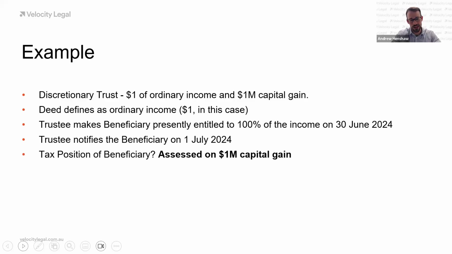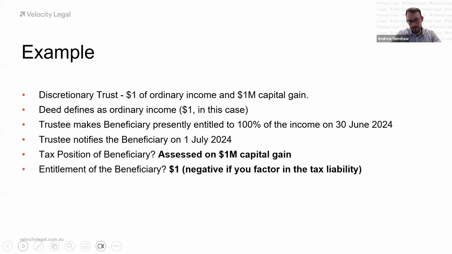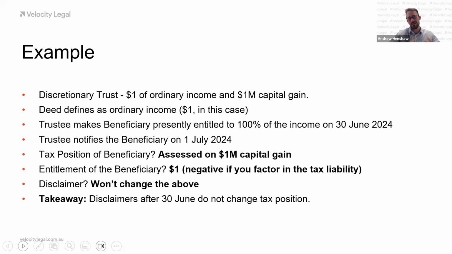Well, what's the tax position of the beneficiary? Now, using the proportionate approach, they'd be assessed on the $1 million capital gain, right? What's the entitlement? Well, it's $1. It's also negative if you factor in the tax liability that's going to arise from the capital gain. And a disclaimer will not change the position. If it's done after 30 June, it does not change the position. So it's just another example of how Division 6 has some fundamental things that are just completely broken with it. And this is an example.